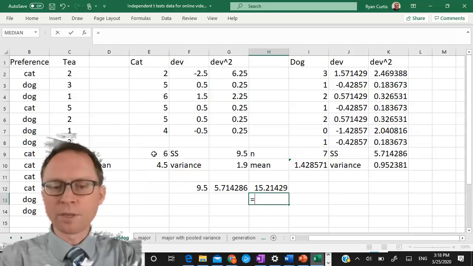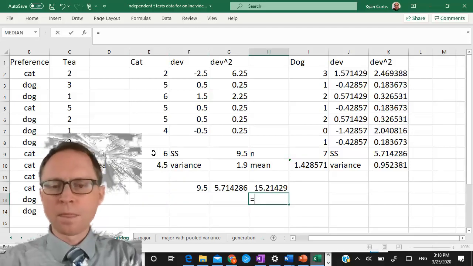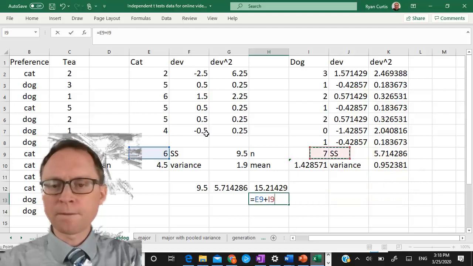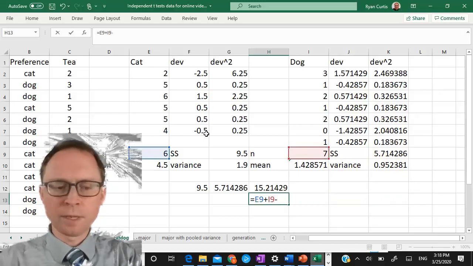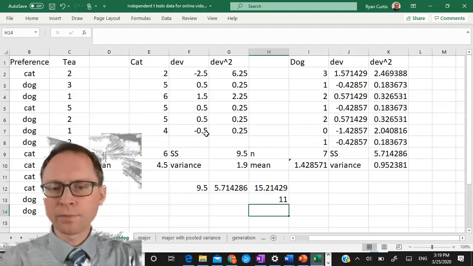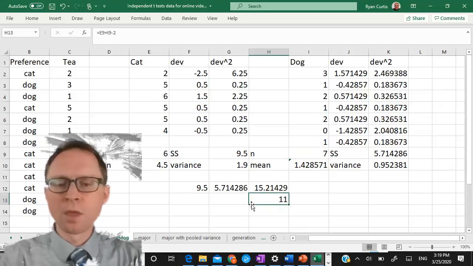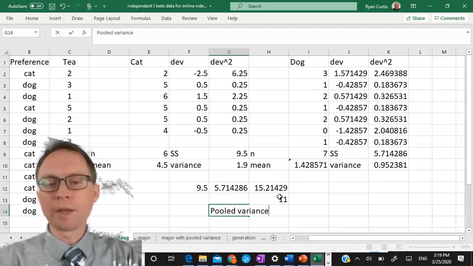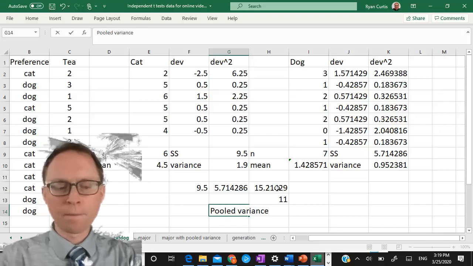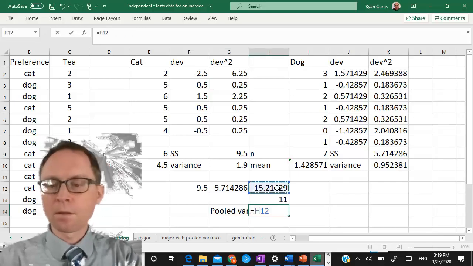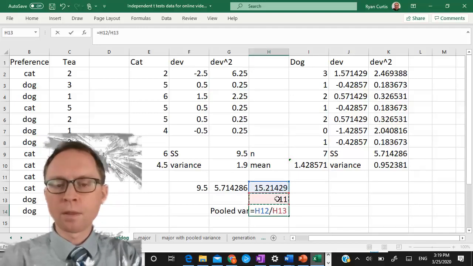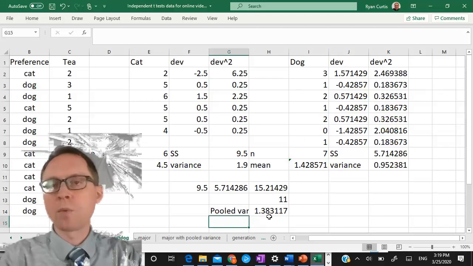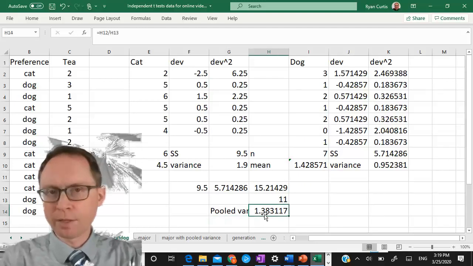So I'll just do the formula because it sounds like fun. Equals 6 plus 7 minus 2. Guess what? You get 11. When you divide that, that's going to give us our pooled variance. So our pooled variance is going to be this number divided by the degrees of freedom, that number right there, 1.3117. This is our pooled variance.